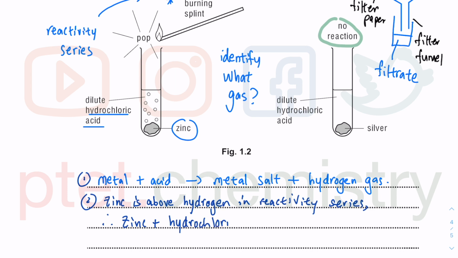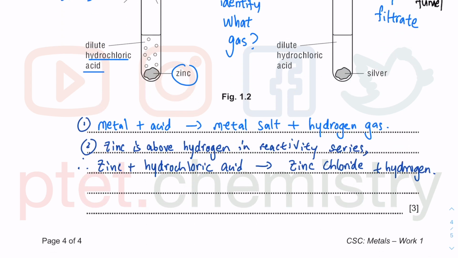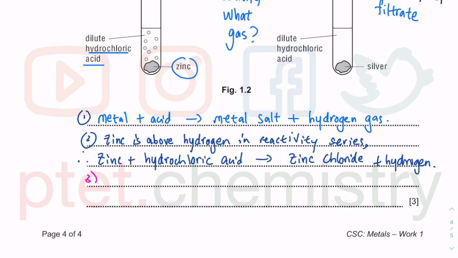Therefore, zinc plus hydrochloric acid. You're supposed to know how to write the word equation. Hydrochloric acid gives you chloride. So it gives you zinc chloride as well as hydrogen gas. Like I said, how do we know there's hydrogen gas? Because we need to identify the gas. So the hydrogen gas burns with a pop sound. Burns with a pop sound.